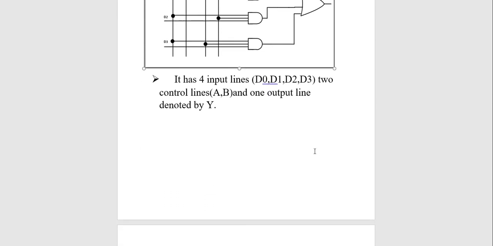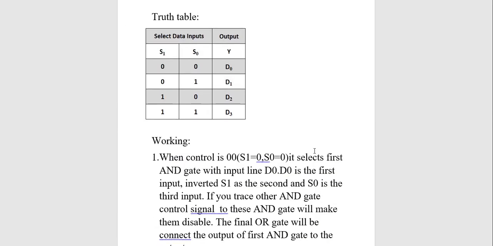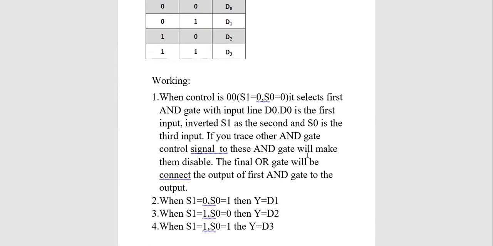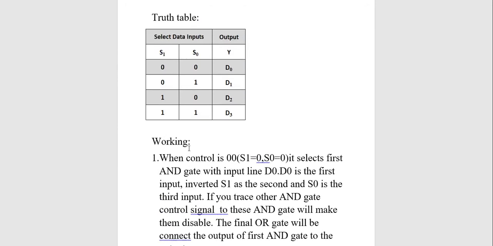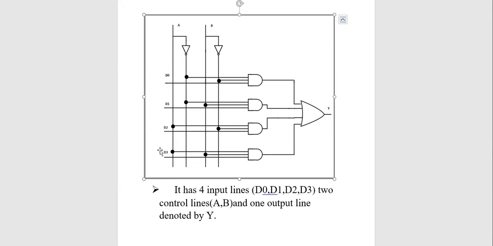So in this way, this is the working of the 4:1 multiplexer. Here I have given the information. In the working, I have told how the multiplexer works.